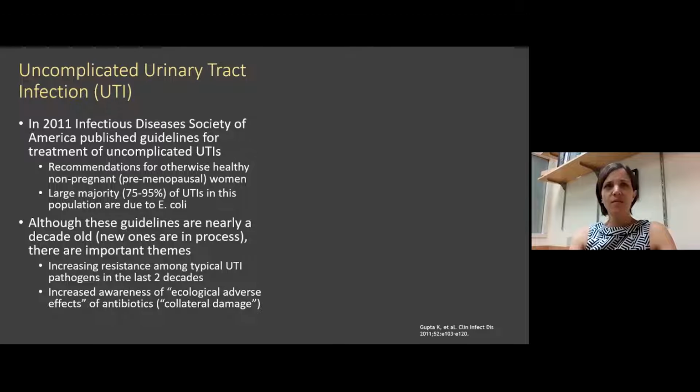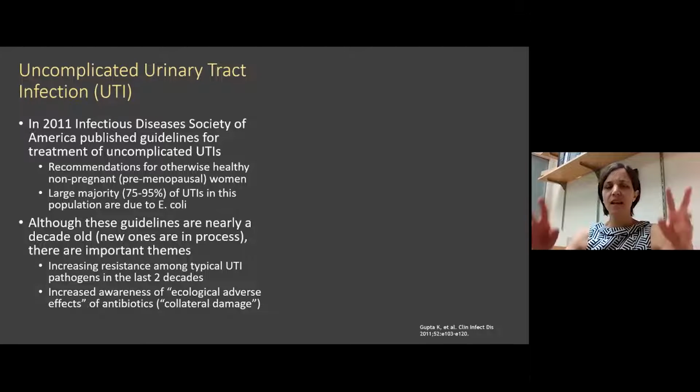So why am I talking about them? Well, these are really good guidelines because they have some really important themes. One of them is that there's been increasing resistance among typical UTI pathogens in the last 2 decades that we think about. And the other is that they really focus on this concept of ecological adverse events from antibiotics. What does that mean? That means that we manipulate people's fecal microbiota profile when we give them strong antibiotics for sort of simple UTIs.